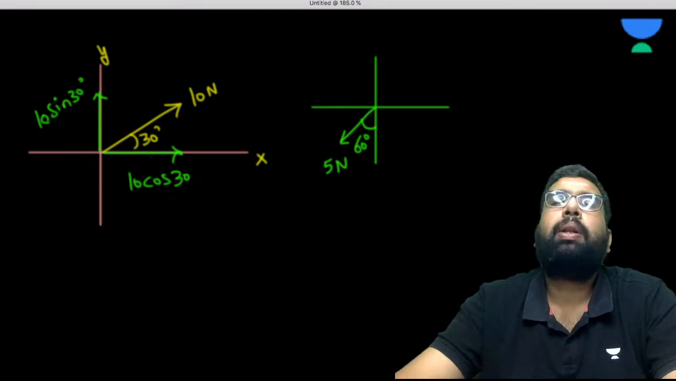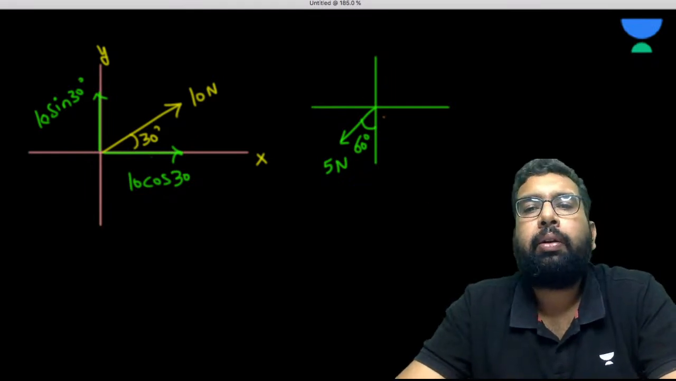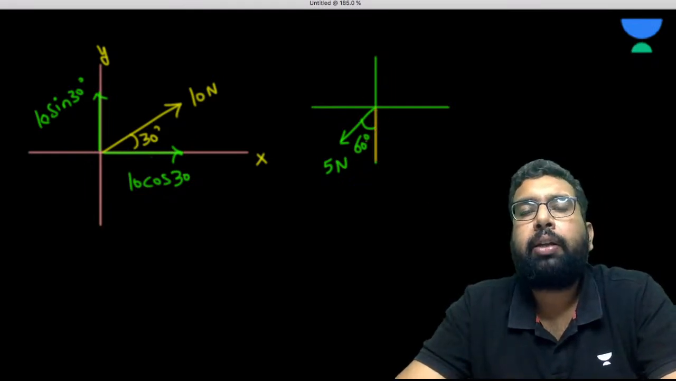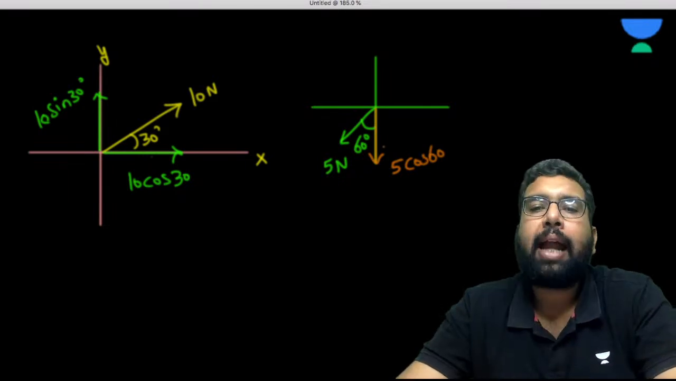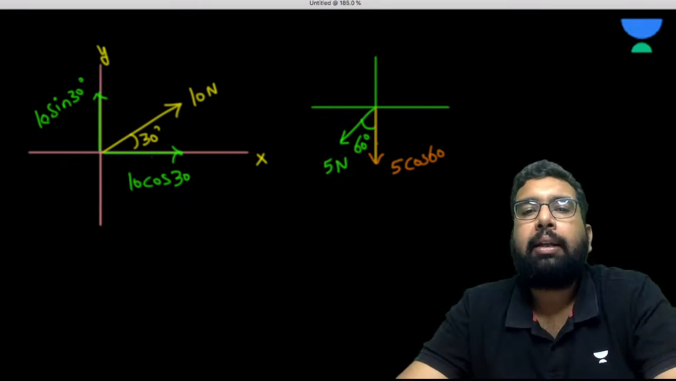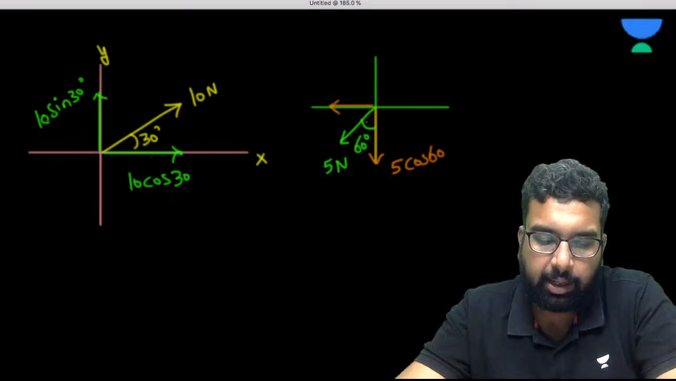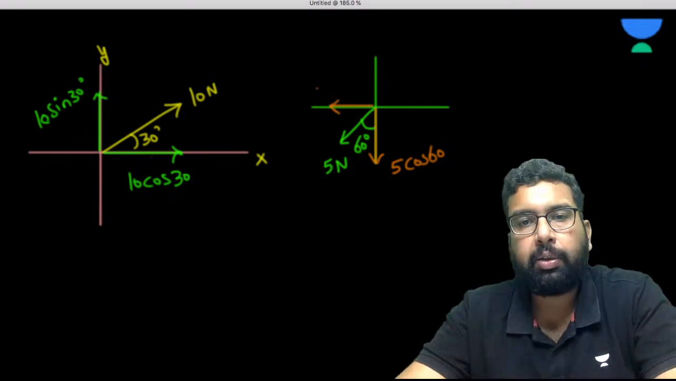So, sir, very, very simple. Now, this is making 60 degrees from this axis. So it will be 5 cos 60. To whichever axis the angle is formed from, we get the cos component in that axis. And we get the sine component in the other perpendicular axis. So this is going to become 5 cos 30.